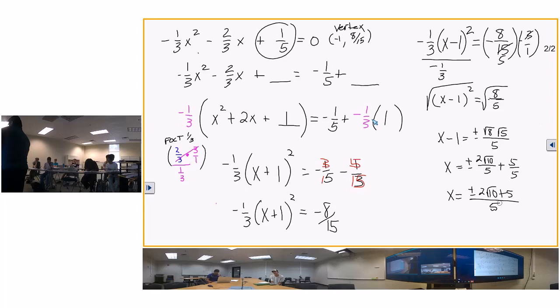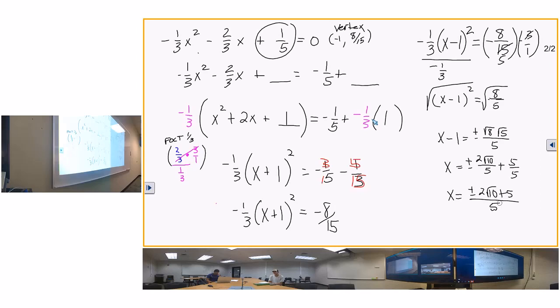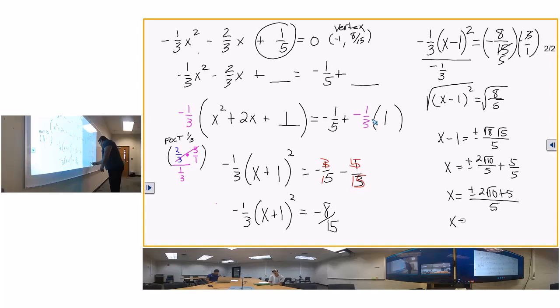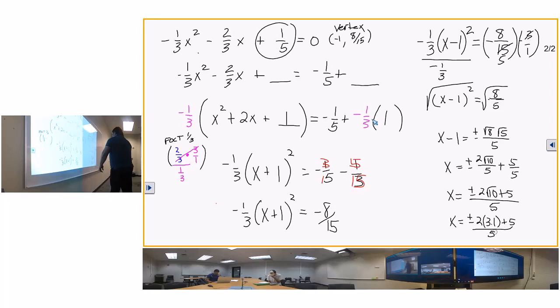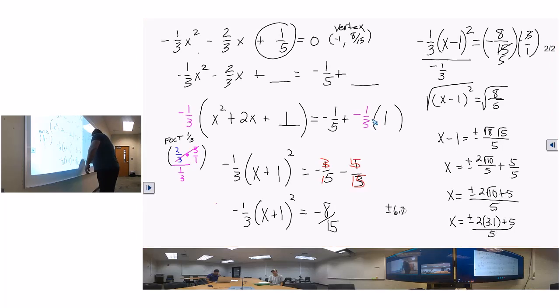So I just used my calculator and divided 8. Hold on, I'm not finished. Square root, because I don't want to use the calculator, because that makes me dependent. Square root of 10 is 3.1. So X is equal to positive or negative 2 times 3.1 plus 5 over 5. And what's 2 times 3.1? 6.2. Positive or negative 6.2 plus 5 over 5.